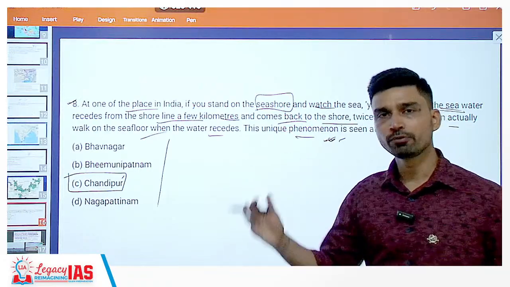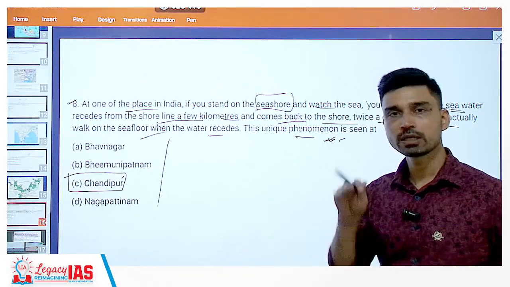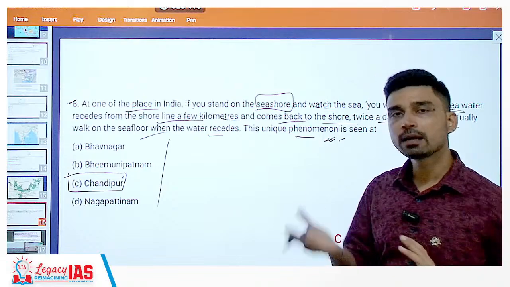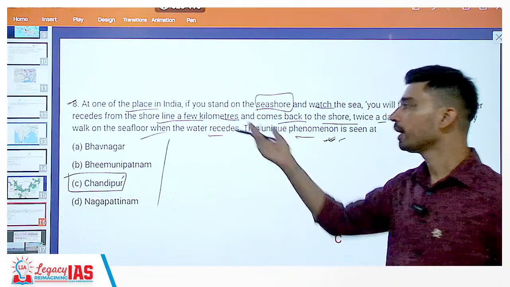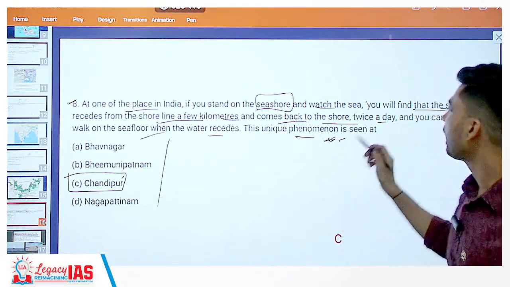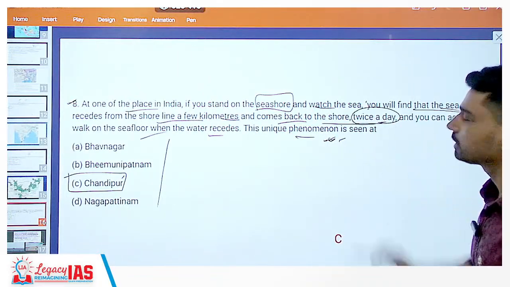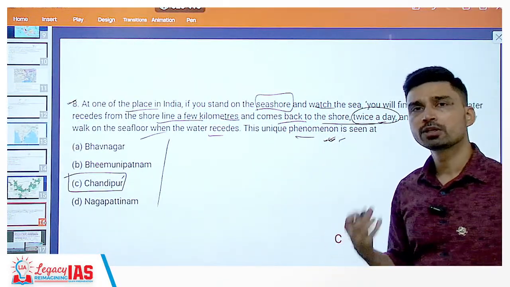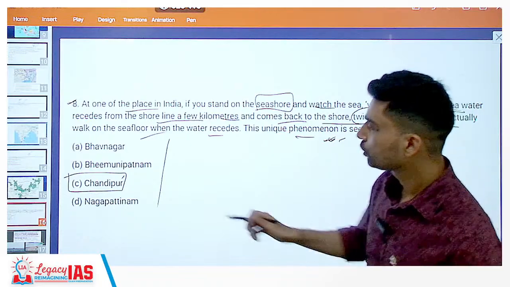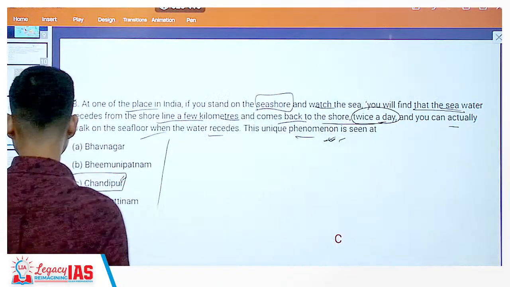coast during low tide, because during low tide we know that the water level is falling down, and when the high tide comes, the water levels start to rise back, and again the water reaches the shore. This happens twice a day, because this is an area where you observe diurnal tides, and thus Chandipur is the correct option in this particular case.